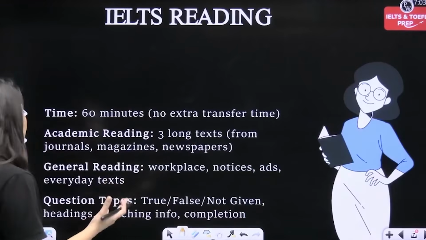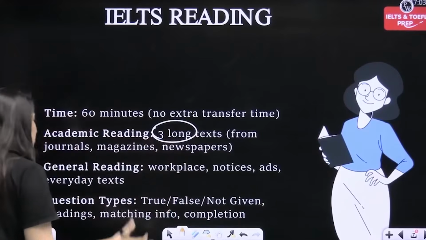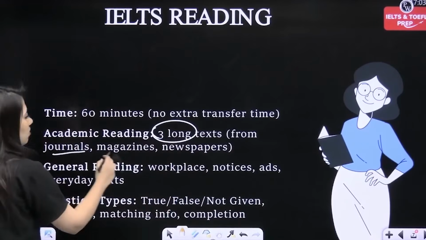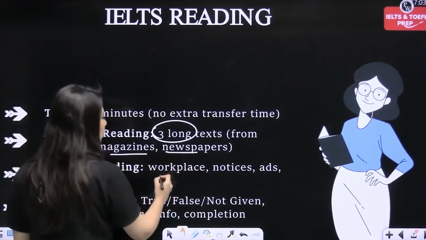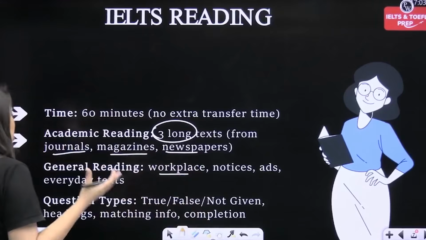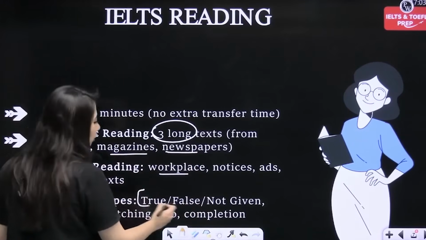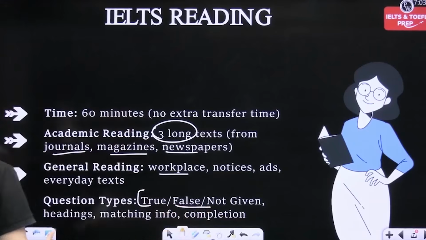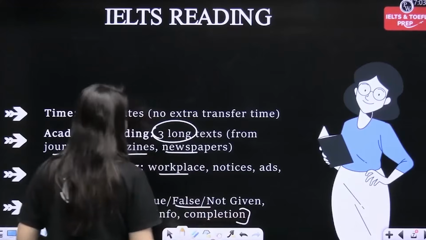Now about reading, you're going to have 3 long reading comprehensions, mostly from journals, magazines or newspapers. Whereas in general reading, you will have texts from the workplace, notices, ads, everyday text. Question types will be true, false, not given, yes, no, not given, headings, matching information, and completion type questions.